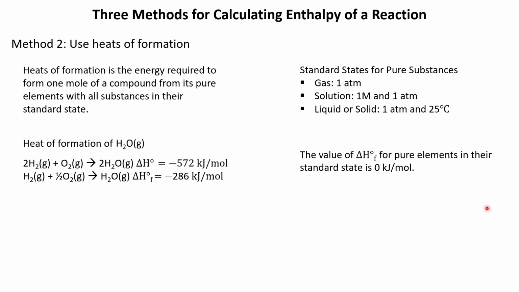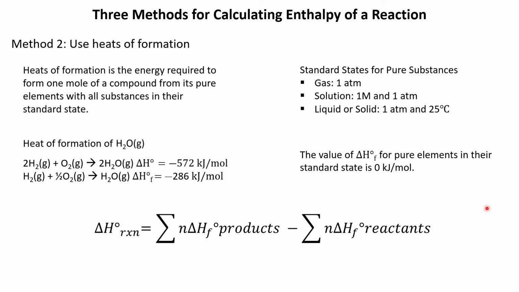Well, we use a very simple equation. Here it is right here. Our delta H for a reaction is simply the sum of the heats of formation of our products minus the sum of the heats of formation for our reactants. And all of your heats of formation need to be multiplied by n, or the number of moles. This is the stoichiometric coefficient in front of whatever compound you are looking at. This will make a little more sense when we see it worked in an example, so let's work an example.